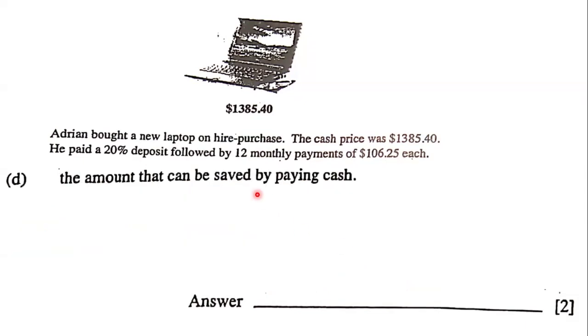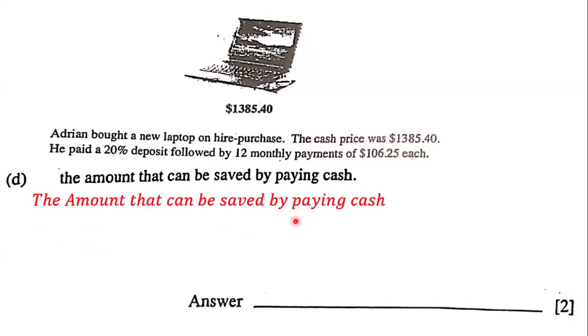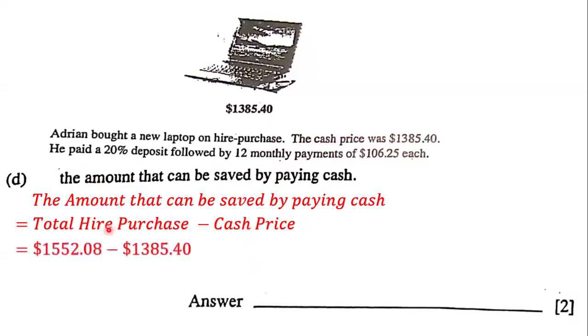And finally, the question asks us to determine what is the amount that can be saved by paying cash. Now, in order for us to determine the amount that can be saved by paying cash, we subtract. So we take the total hire purchase price and we subtract the cash price. And the total hire purchase price is $1,552.08, which we determined already.